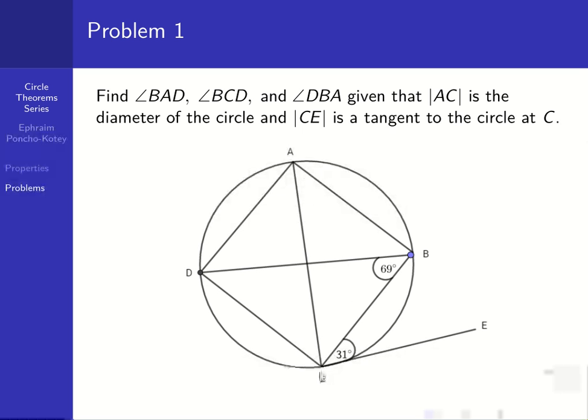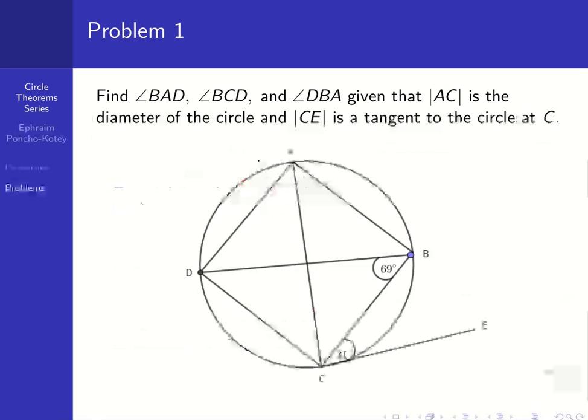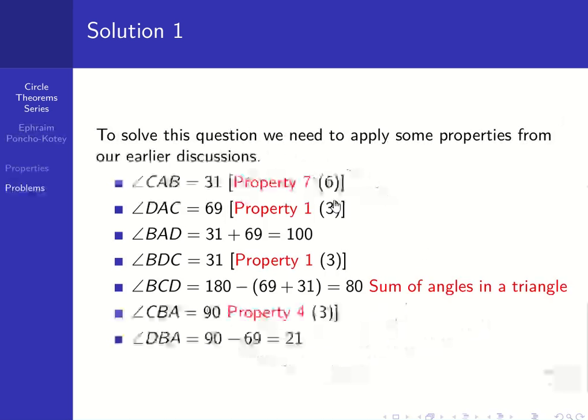So the angle subtended at B by the chord DC is 69. Similarly, the angle subtended here will also be 69. And as this one is 31, the angle subtended at this point will also be 31. So with this in mind, we can now solve our problem. So like I said earlier, angle CAB is 31 from property 7. Also, we have that angle DAC is 69 from property 1, because they subtend the same angles at the circumference.